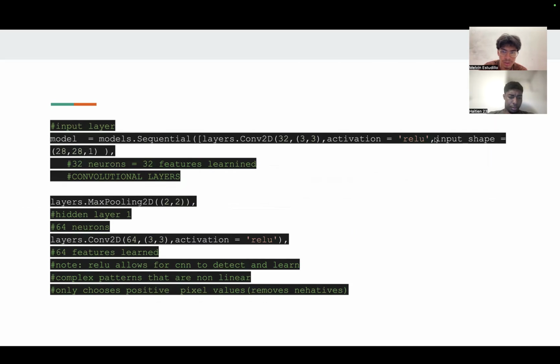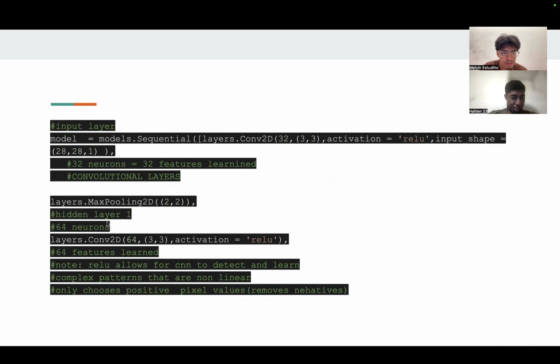Here are the layers. We use the ReLU activation. Here's the initial input, the 28 by 28 image, and we add the one to make it three dimensions because our model itself thinks in three dimensions. This was just to show that it was a grayscale image since there's only one dimension. If it was a color image, it would have been three different channels, but since we only have one channel, it's a one.